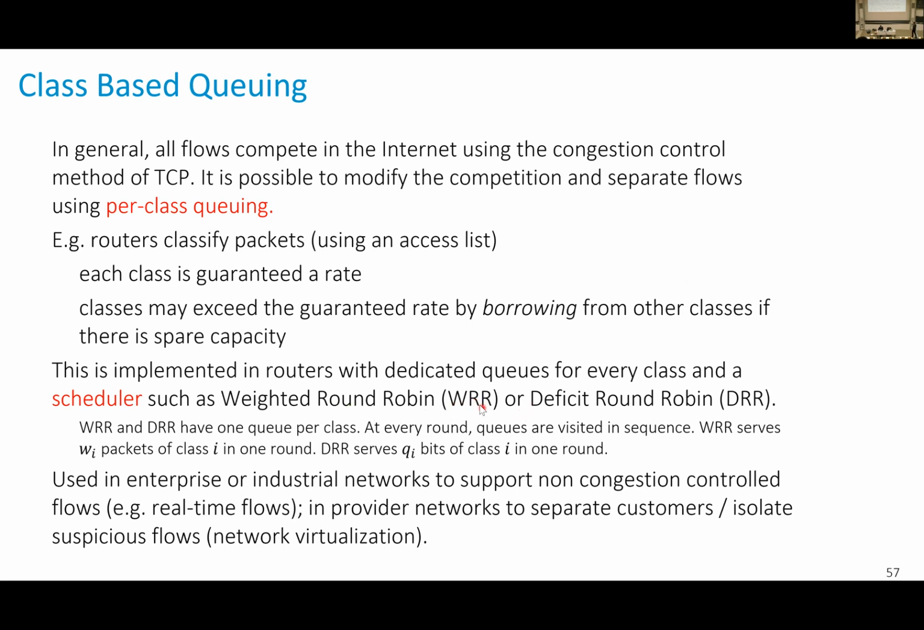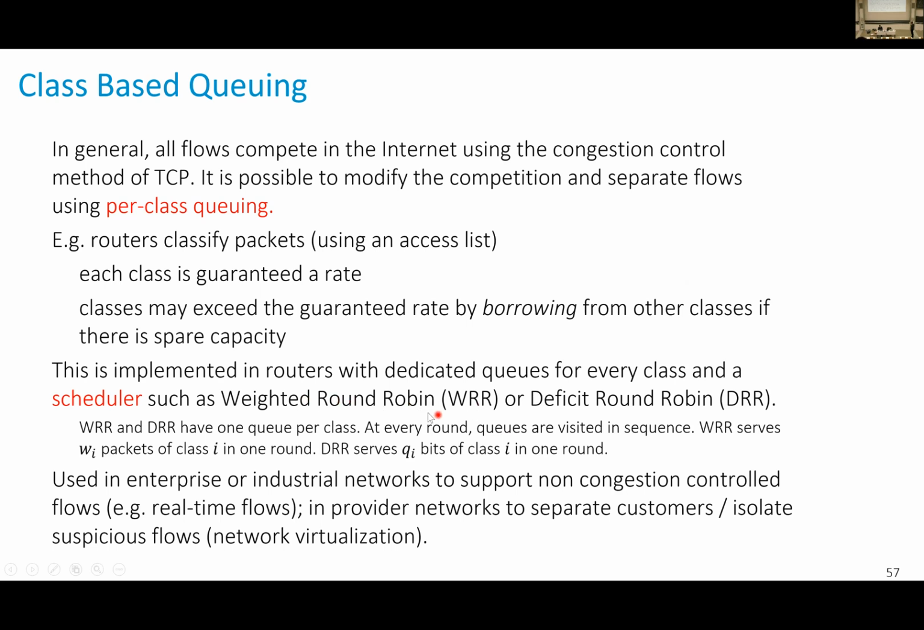With weighted round robin, for example, there is a weight W to class i, and then the router simply goes by rounds in a simplified version. For example, if class 1 has a weight of 1 and class 2 has a weight of 3, in every round we will serve 3 packets of class 2 and 1 packet of class 1 and go on like this. By doing this, we allocate the resources proportionally to the weight.